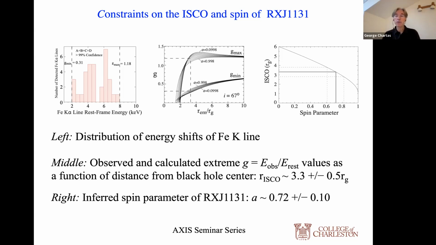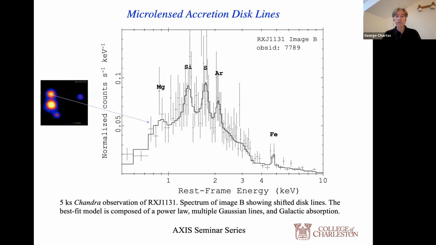And as Fabio mentioned, at low redshifts we can use a different technique to constrain the spins of Seyfert galaxies, but it's much more difficult to apply that technique to higher redshifts, and this might be an alternative to determine the spin of higher redshift quasars.